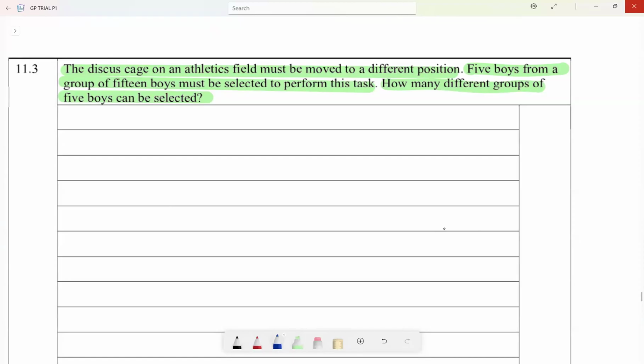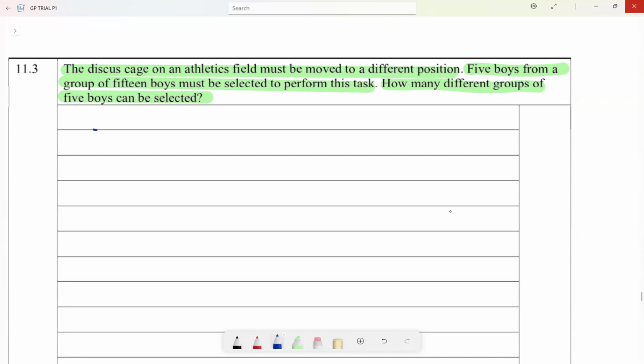15 groups of different boys. Okay, actually, let me say we have 15 groups. And from those groups, I need one boy. Now they are not saying that you should take one boy from each group. You can take 5 boys from one group. Okay. So you need to take note of that.